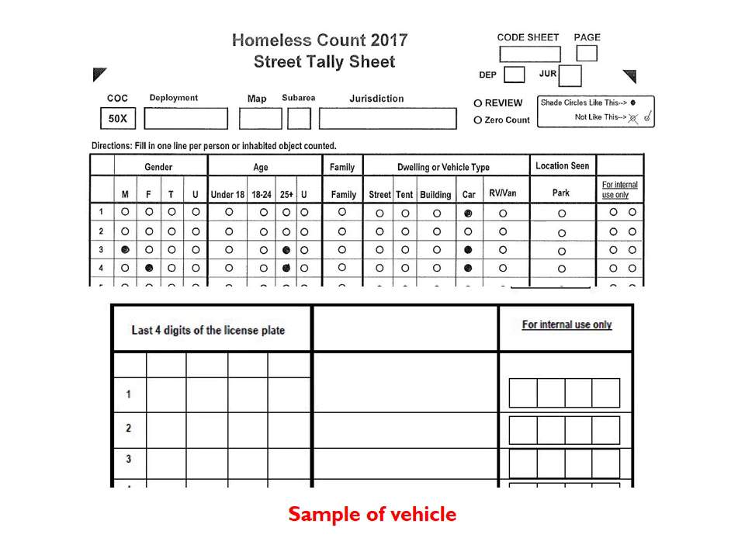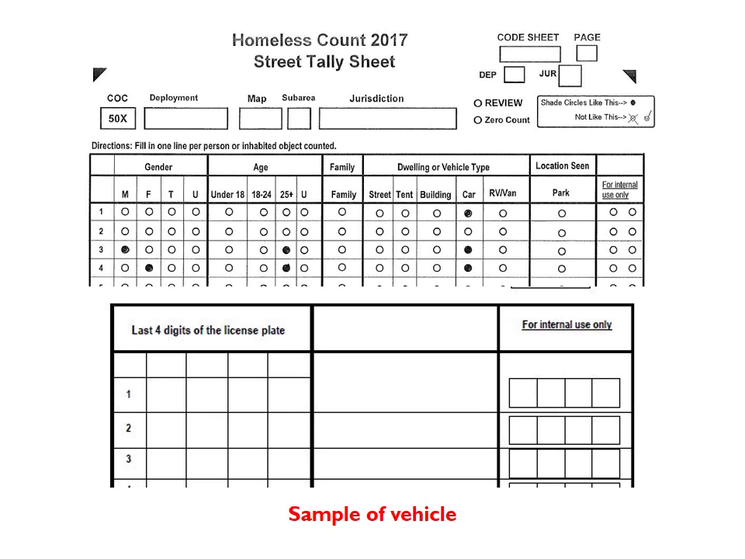Next would be a sample of a vehicle. So I reviewed earlier some signs to look for vehicles who are inhabiting homeless individuals. Now I'm going to review what to do if you see one. So likely, if you see a vehicle, you won't necessarily know how many people are in there. So it's okay to just put one line and circle in a bubble for car.